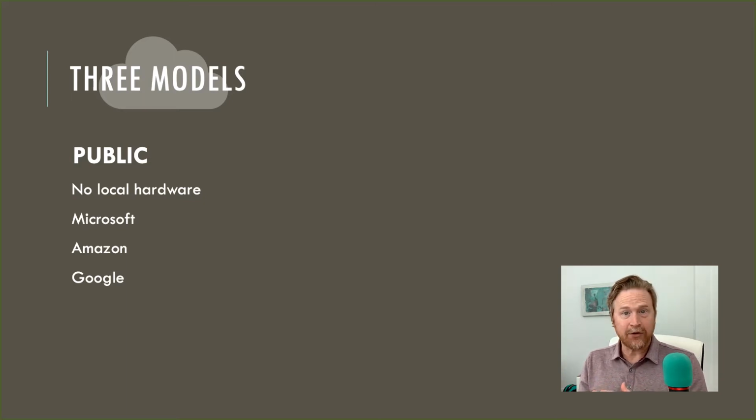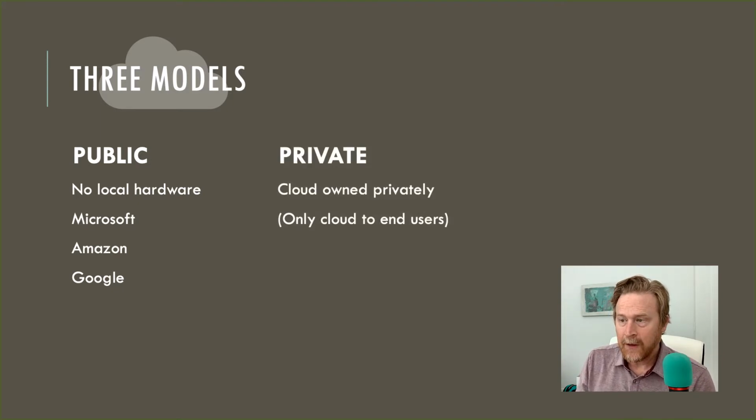And the big providers of a public cloud model are Microsoft, Amazon, and Google. Those are the big three. And of course, you're here learning about Microsoft's implementation of a public cloud computing model. The other kind of model of the three is a private. And now I don't want you to confuse private with on-premises.